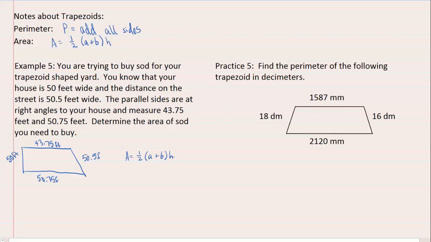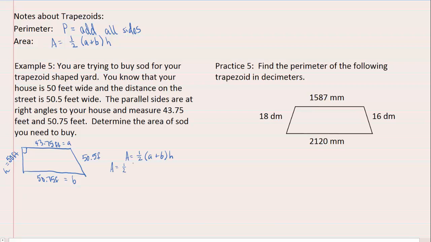In this one, the height was given because one side is at a right angle to the house. Remember, the height is simply the portion of the diagram that is at a right angle to the parallel sides. Since one side is at a right angle to the parallel sides, we will be using that as our height. So 50 feet will be used as our height. And then we will be using 43.75 as A and 50.75 as B. We can now fill in our formula.